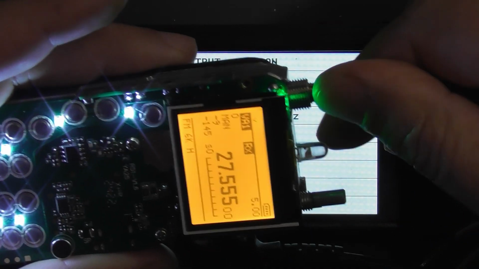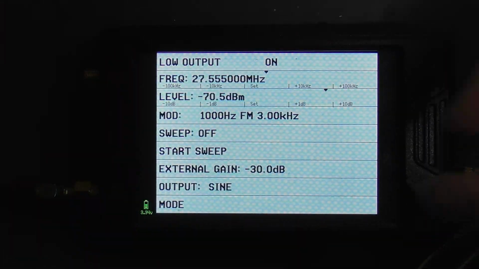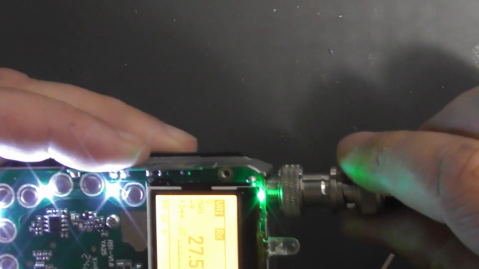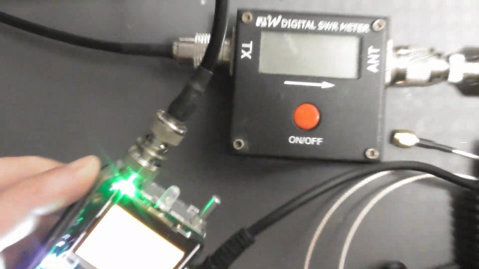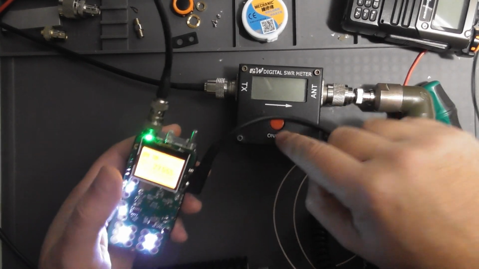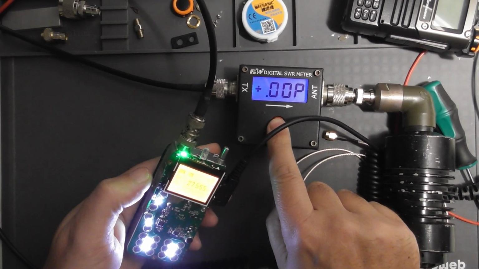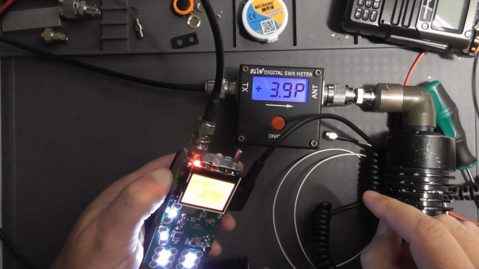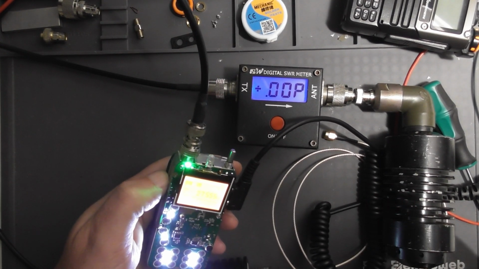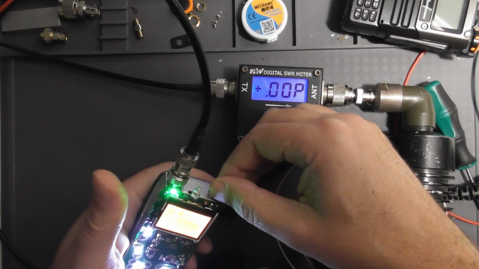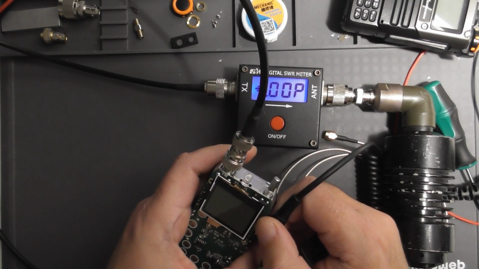Let's have a look at the power output on the SWR meter. I'm going to plug the SMA in, SMA to BNC. I can zoom out a bit. I'm just testing into a dummy load. Okay. There we go, 4.5 watts. So yeah, that's it. That's the modification for 10, 11, and 12 meters.